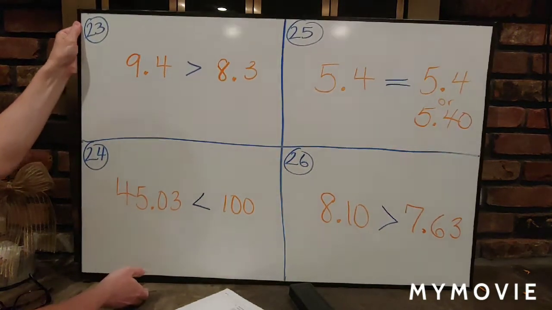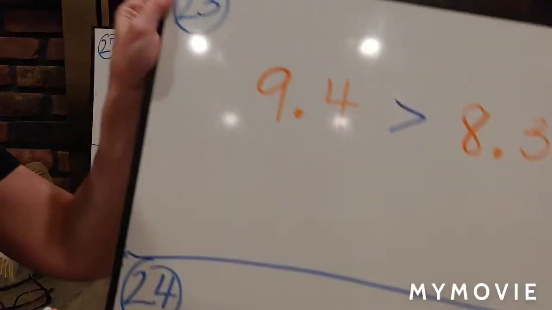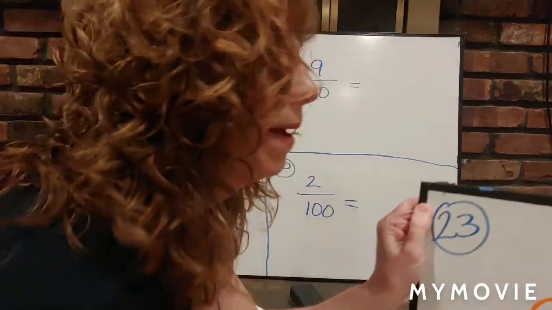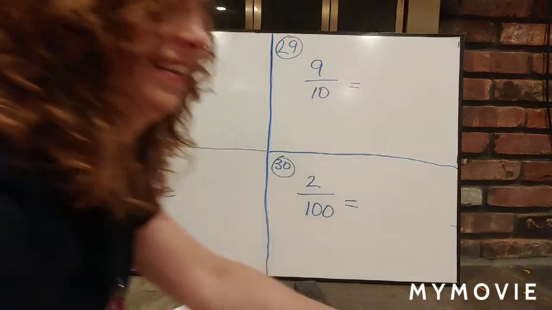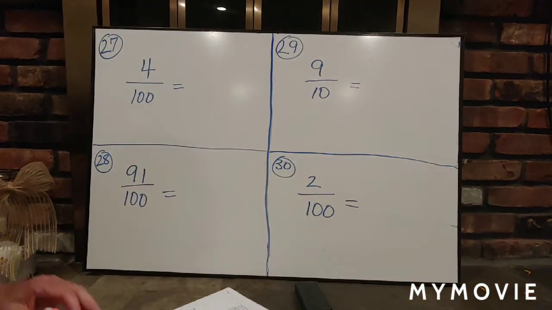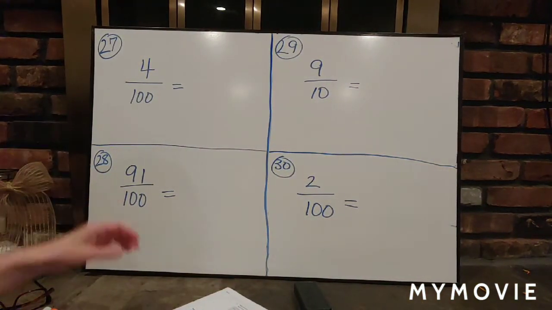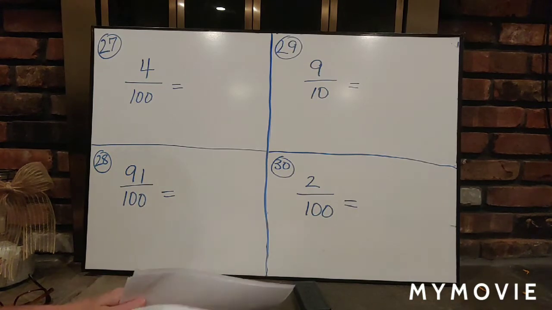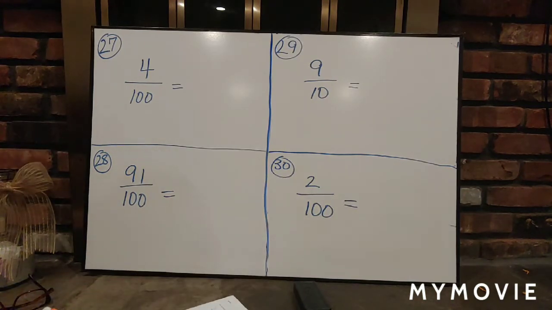Okay, let's move on to the last 4 questions. I'm going to move my board. Okay. And this says, for questions 27 through 30, convert each fraction to a decimal.